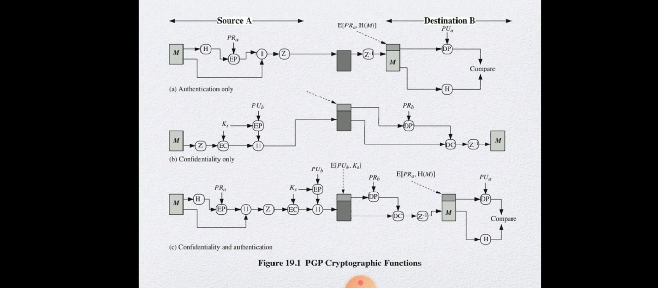So this figure explains how all the functionalities are achieved. Look at the first figure. That is achieving authentication only. So the sender creates a message. SHA-1 is used to generate a 160-bit hash code of the message. Next, the hash code is encrypted with RSA using the sender's private key. EP stands for public key encryption, and PRA stands for the private key of the sender. Now you are applying public key cryptography, encrypting the hash using the private key of the sender. Now you are doing authentication, right?